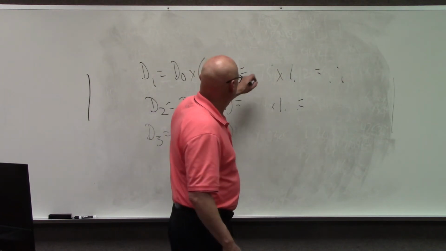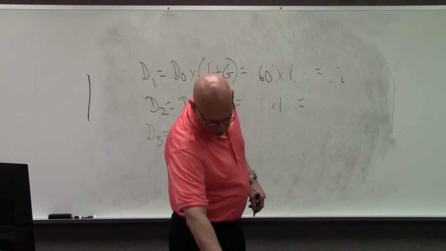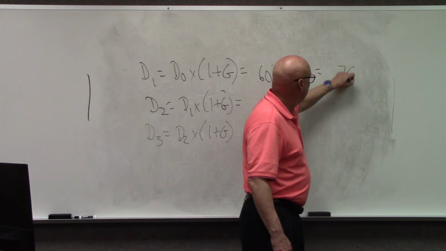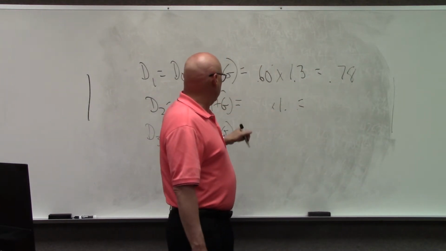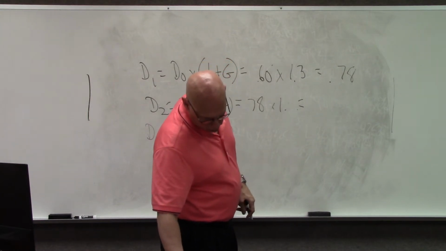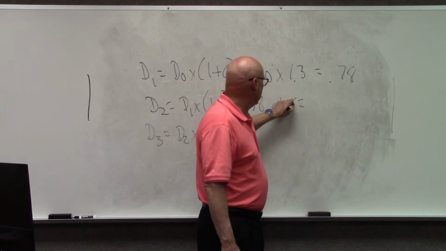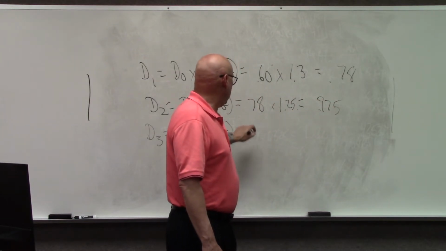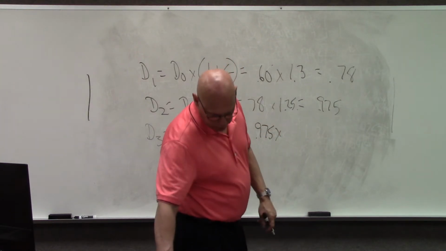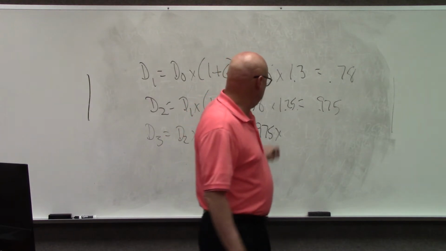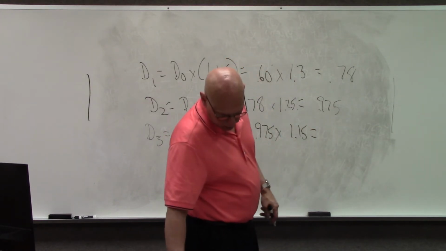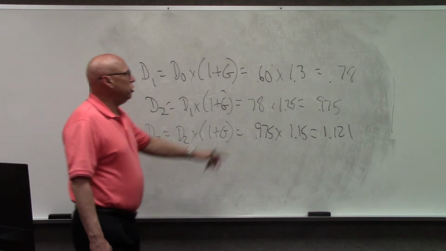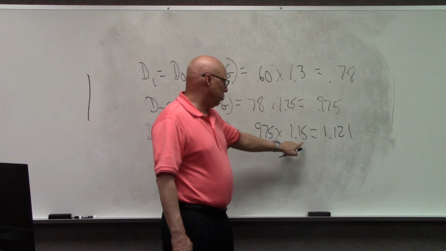is 60 cents, 0.6, times 1 plus 0.3, okay, so that's 78 cents. 60 cents times 1.3. D2 is 78 cents times the growth rate in year 2, which is 1.25, and that is 0.975. And D3 is 0.975 times 1 plus the growth rate, which is 15%, 1.15, and that is 1.121. D1, D2, D3. G1, G2, G3.